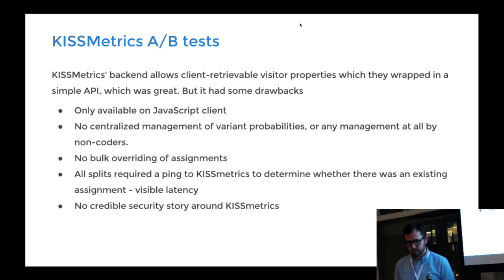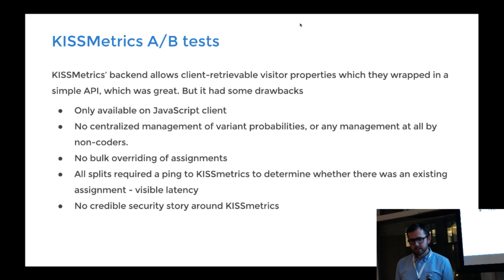It's only available in their JavaScript client. They had no centralized management of variant probabilities, because each split would encode the sets of variant probabilities right inline in the code. There was no bulk overriding of assignments from the server side or anywhere else. All splits required a ping to KISSMetrics in order to determine whether there was an existing assignment. So basically, you'd end up with visible latency whenever you wanted to do that. Like if your home page had to decide what to display, your user would get a painted blue Betterment screen with nothing on it. You wait half a second, then suddenly pop, your correct variant pops in, and that's not acceptable for us.